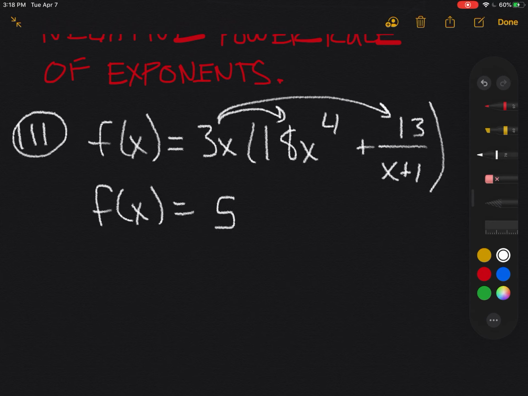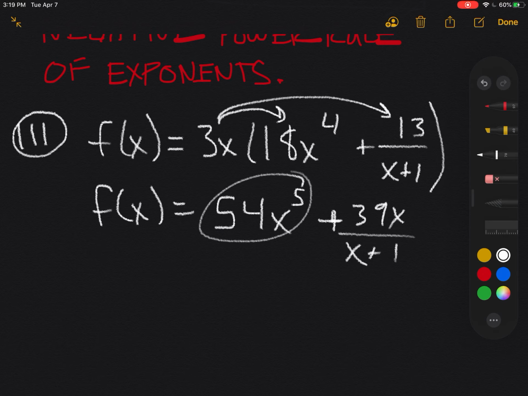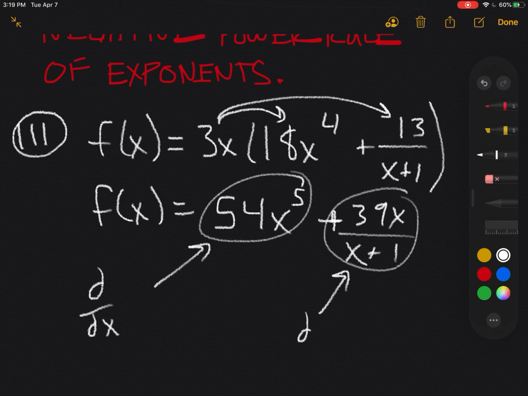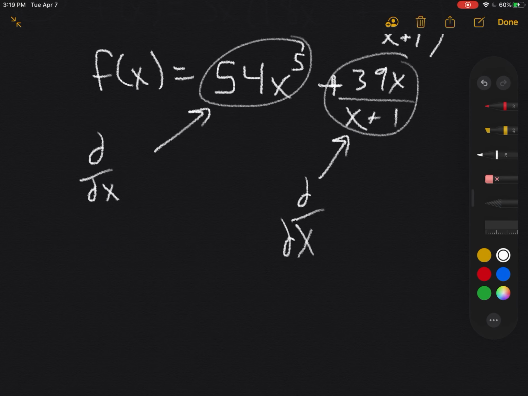So this is going to give me, let's see, 3 times 18 is 54. So I get 54x to the fifth plus 39x divided by x plus 1. And now when I take the derivative, remember that if I have the sum of two terms, I can take the derivative of each and then just add those two together.